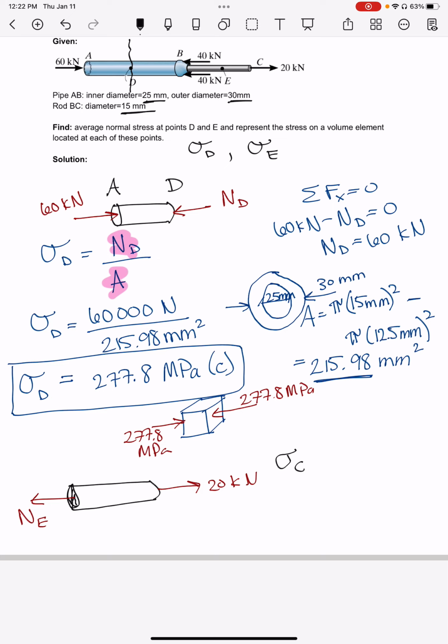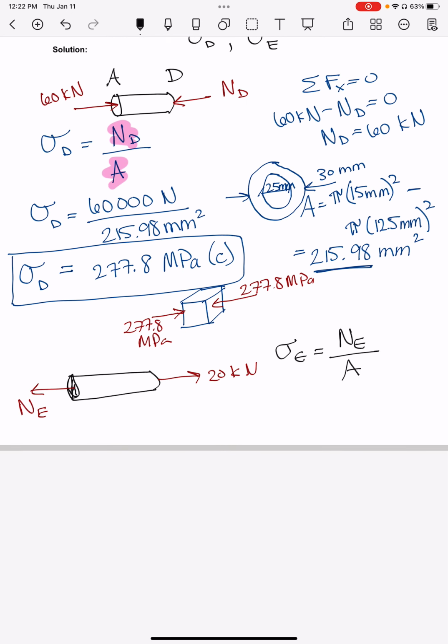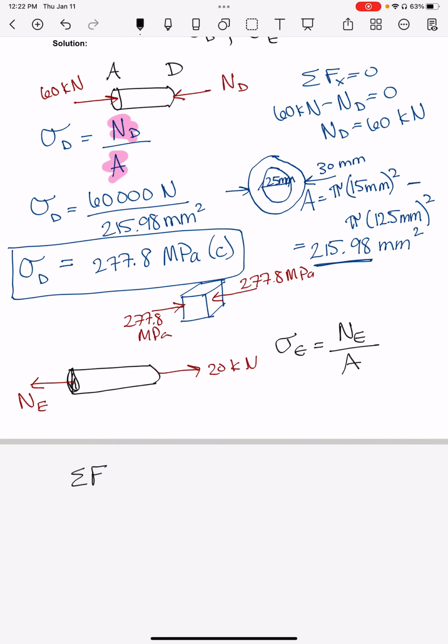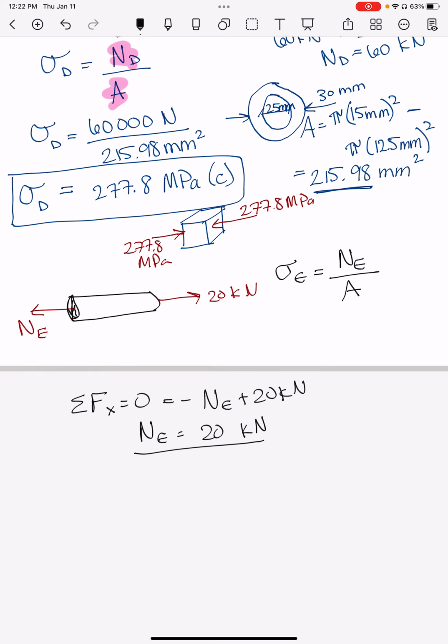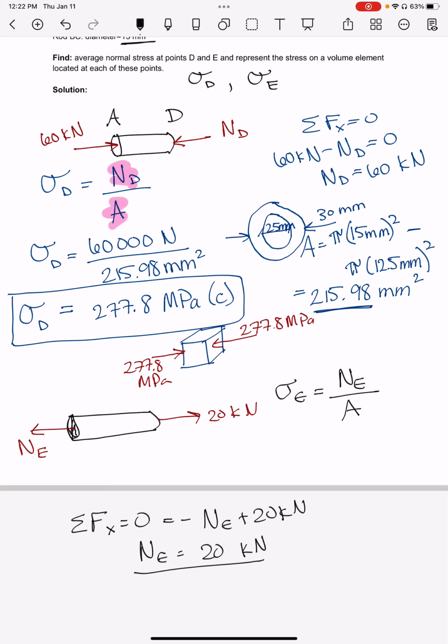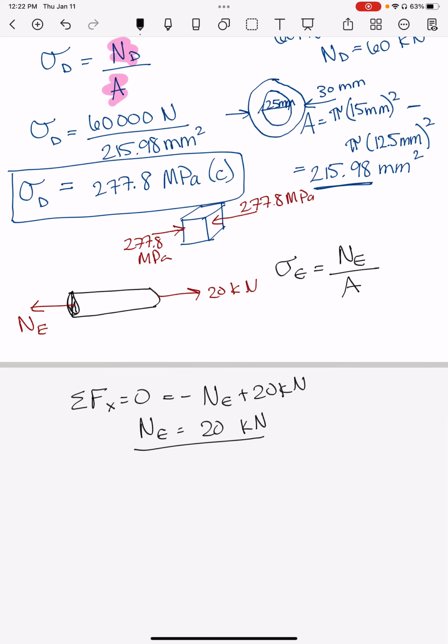The stress at E is going to equal the normal force at E over the area. So we need that normal force. So we sum the forces in the x direction equals 0. So negative NE plus 20 kilonewtons equals 0. So NE equals 20 kilonewtons. We really could have figured that out just by looking at the free body diagram.